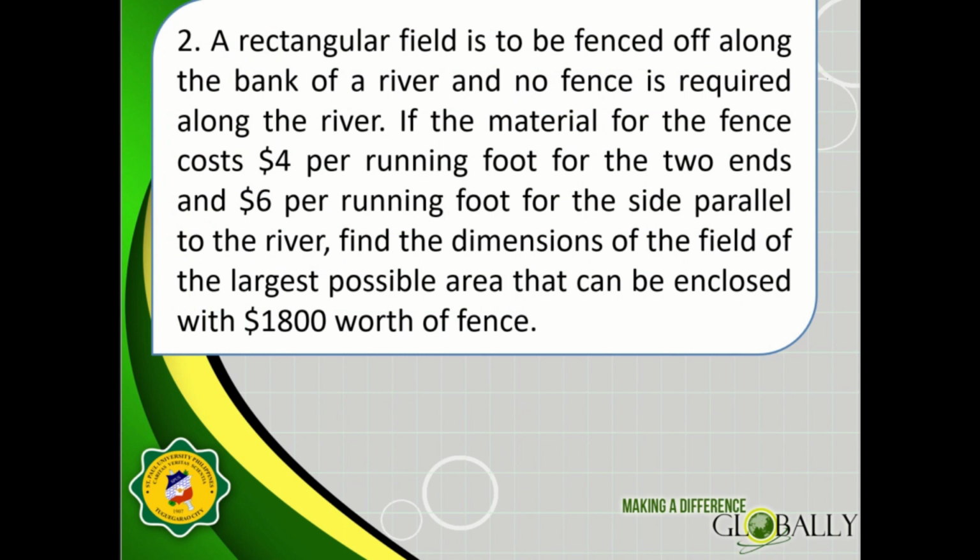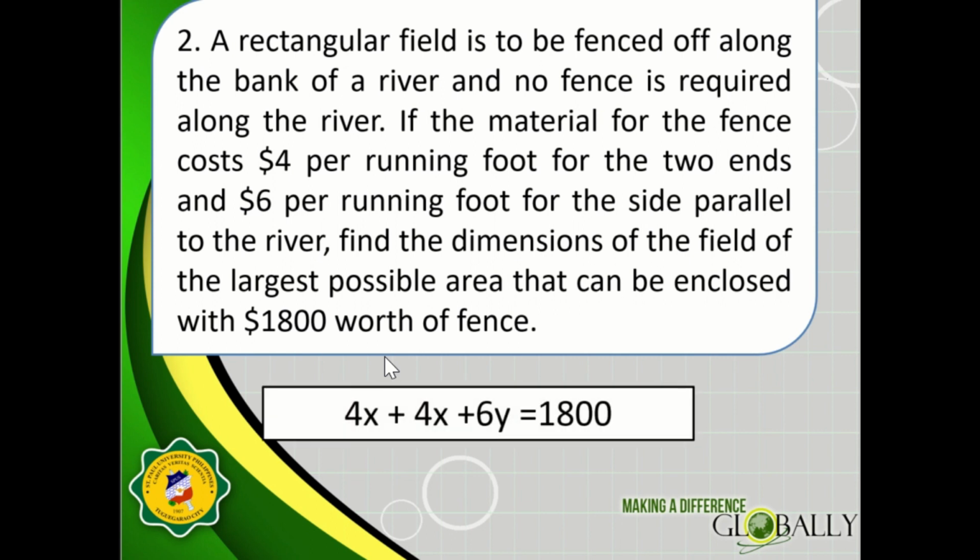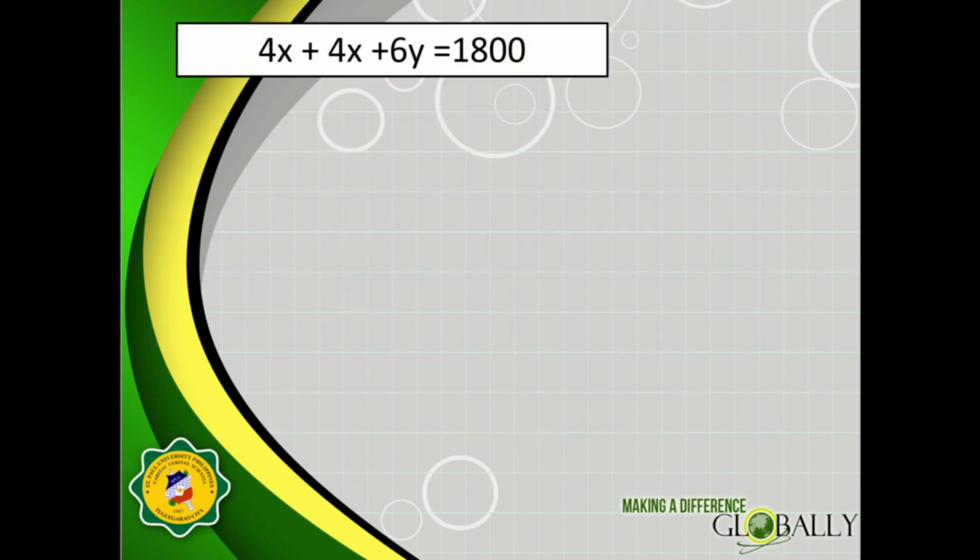So going back to the problem, since the cost of the material for each end is $4 per running foot and the length of an end is x feet, the total cost for the fence for each end is 4x dollars. Similarly, the cost of the third side is 6y. So we have then the equation 4x plus 4x plus 6y is equal to 1,800 because there are two ends there.